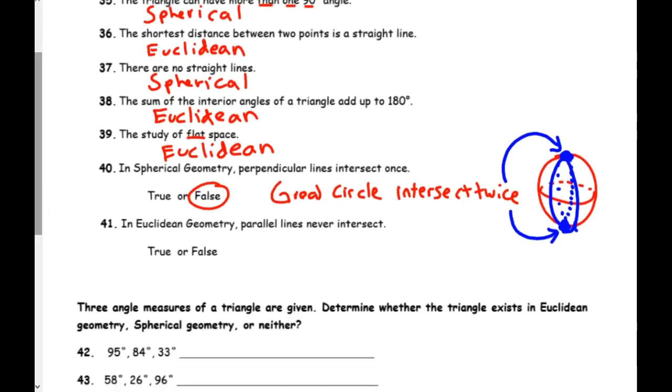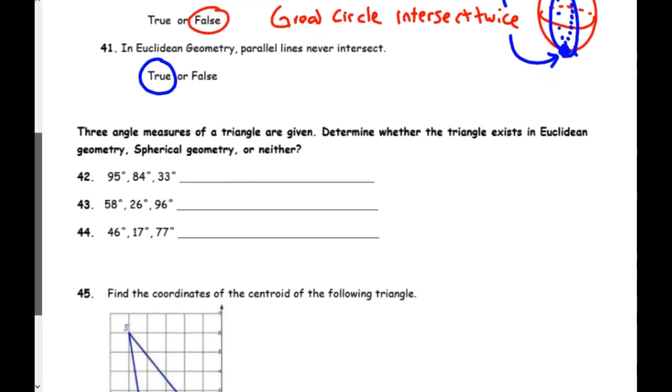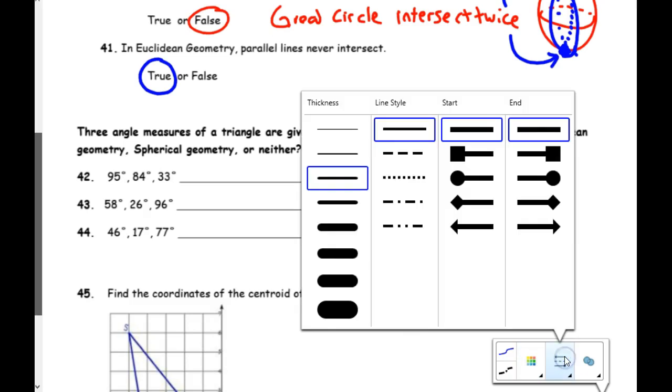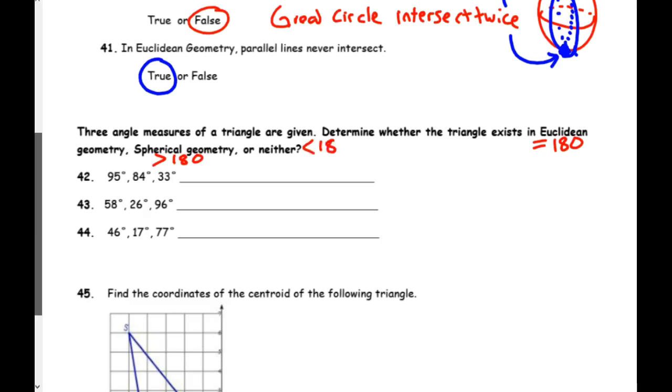In Euclidean geometry, parallel lines never intersect. That is true. Three angle measures of a triangle are given. Determine whether the triangle exists in Euclidean geometry, spherical geometry, or neither. So again, Euclidean equals 180. Spherical will be greater than 180. And neither, it will be less than 180.